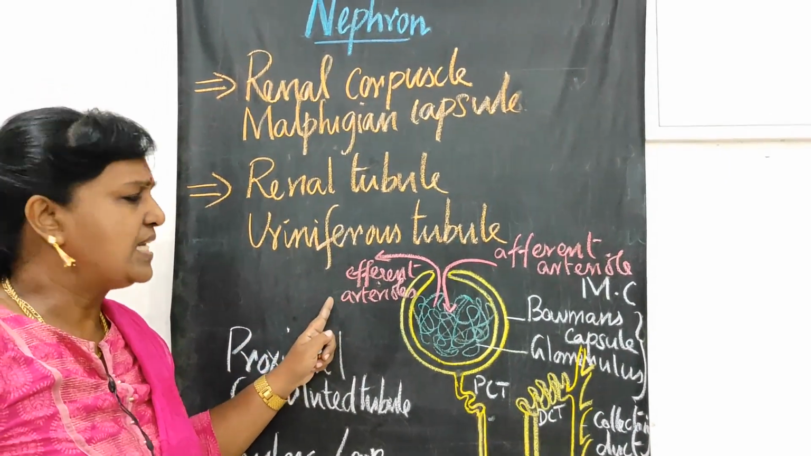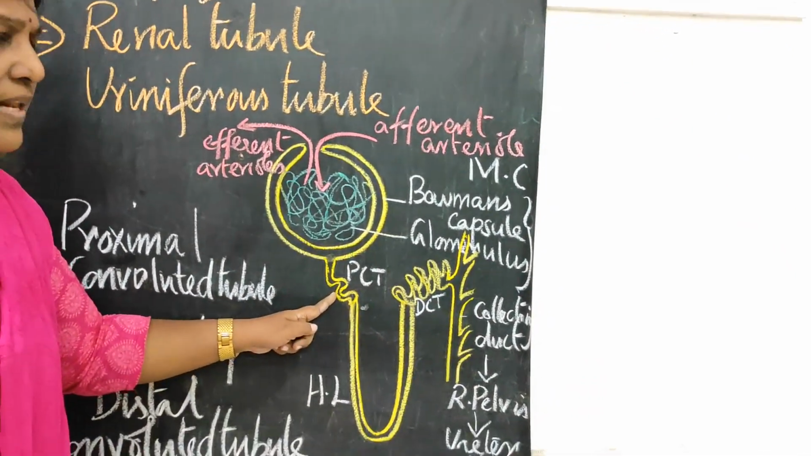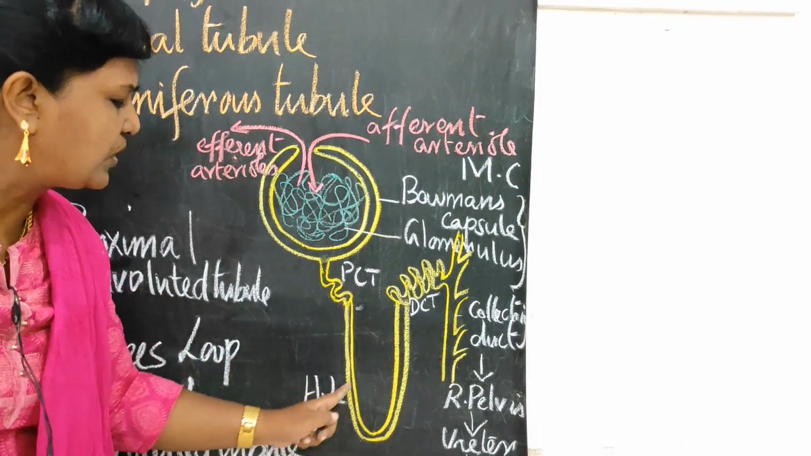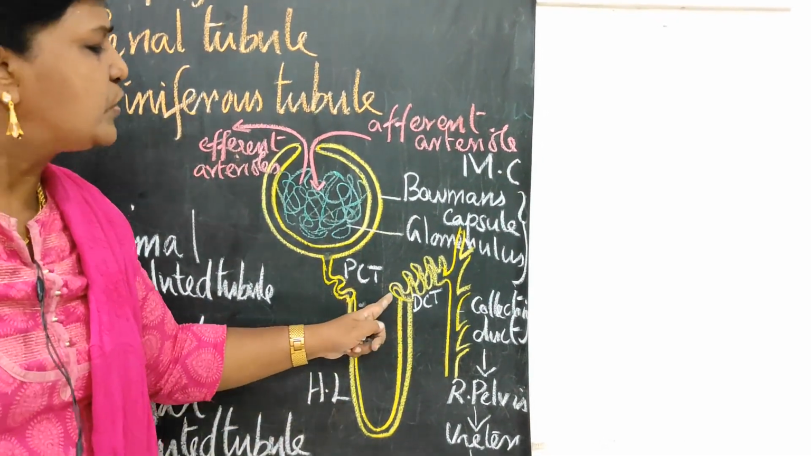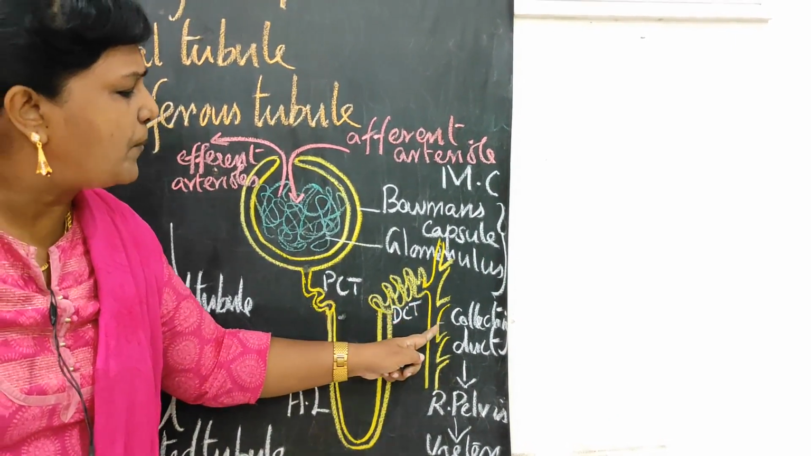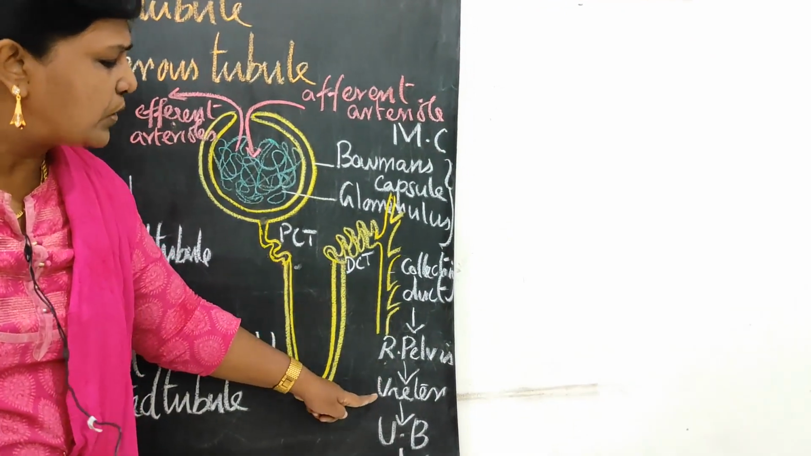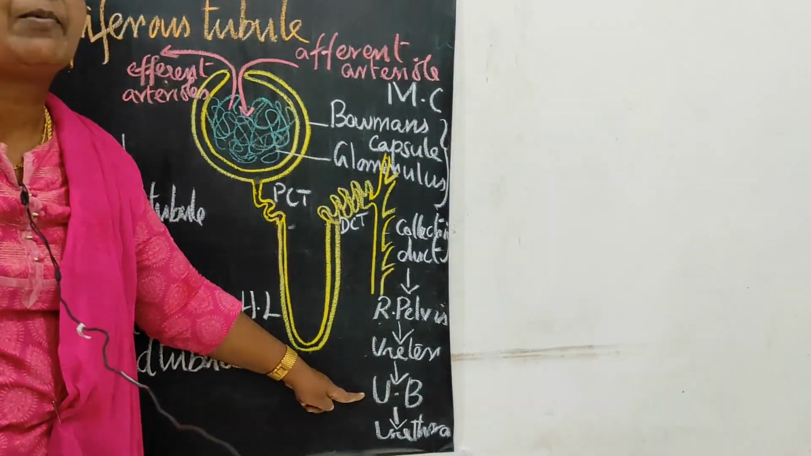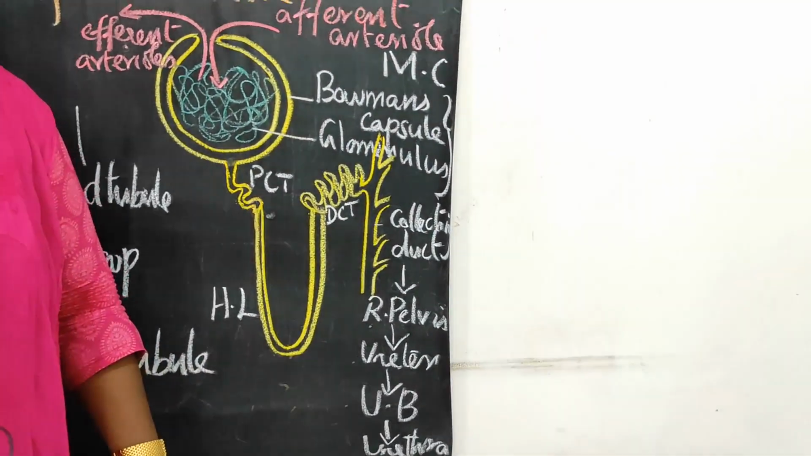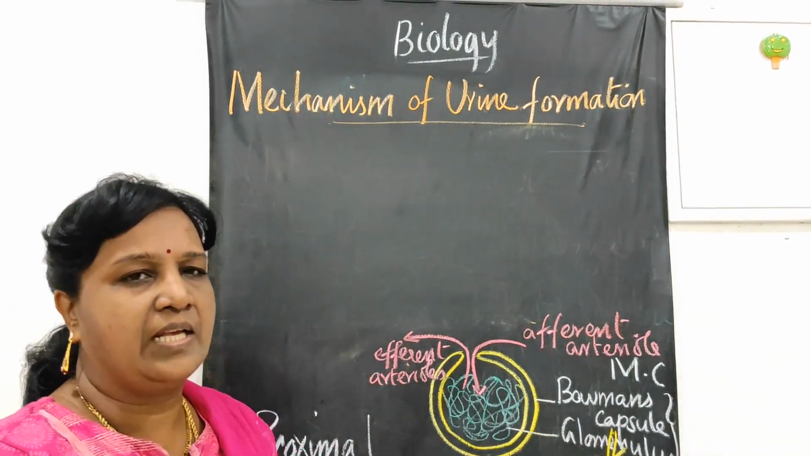And then this Bowman's capsule leads into the proximal convoluted tubule, then into a U-shaped structure called Henle's loop, then into a highly convoluted structure called the distal convoluted tubule, then it opens into the collecting duct, from the collecting duct to the renal pelvis, then to the ureter, then to the urinary bladder, and finally the urine is expelled out through the urethra. The next one is the mechanism of urine formation.